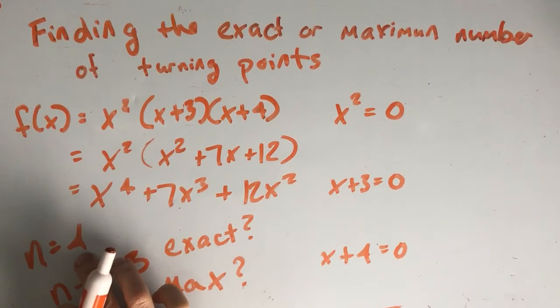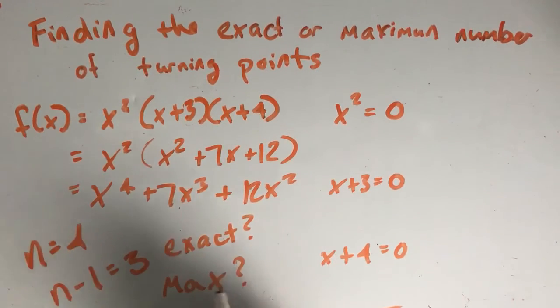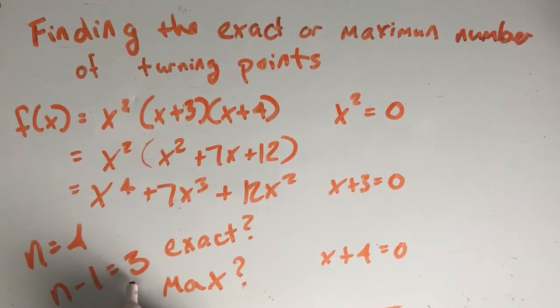If I have the same number of zeros as the degree of this function, then it will be exact. If not, 3 is a maximum. But if there are 4 zeros, then there will be exactly 3 turning points, okay?